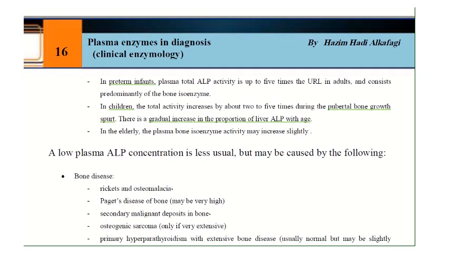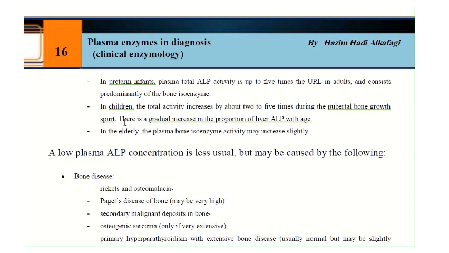الأسباب الأخرى in preterm infants plasma total ALP activity is up to 5 times the URL in adults and consists predominantly of bone isoenzymes. إذن في preterm infant هنا البلازما total alkaline phosphatase activity is up to 5 times the URL in adults وتتكون predominantly من البون isoenzyme.